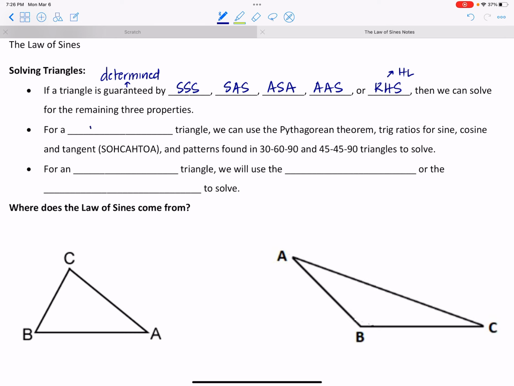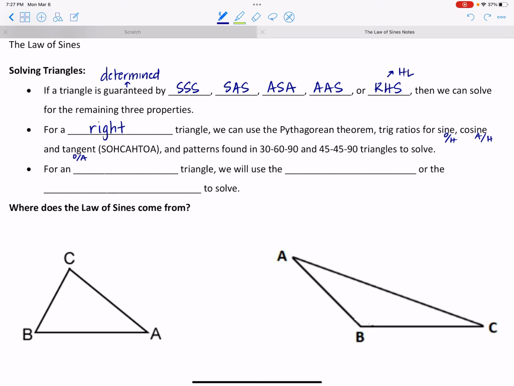Now if we have a right triangle, we have so many options for solving. We know that we can use the Pythagorean theorem. If I have 2 sides, I can use that to find the third side. I can find angles or sides using trig ratios, so sine being a ratio of the opposite over the hypotenuse, cosine being a ratio of the adjacent side over the hypotenuse, and tangent being a ratio of the opposite over the adjacent. So we have that SOHCAHTOA we can use to solve. That's for solving angles and sides.